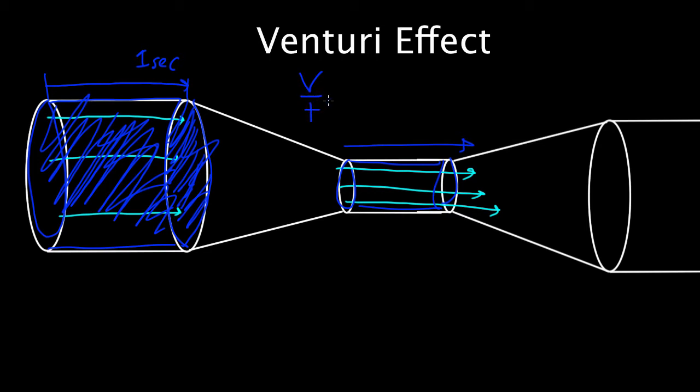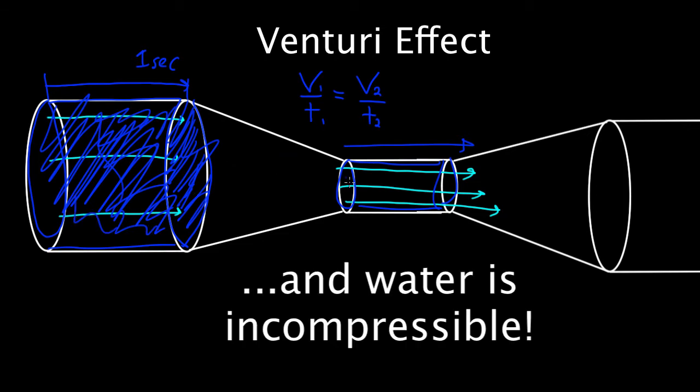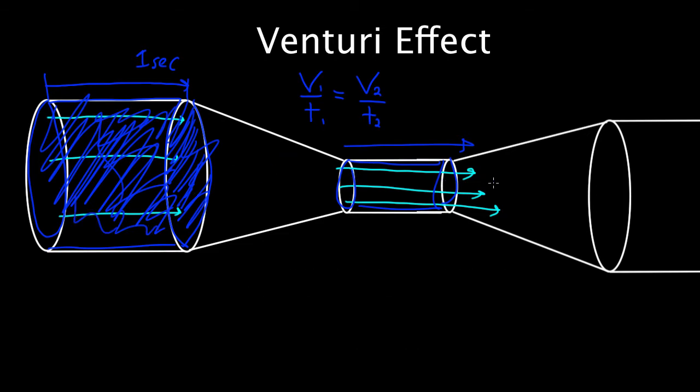The volume per time flowing through one region of the pipe has got to be the same as the volume flow rate through some other region of the pipe, because this water's got to go somewhere. It doesn't just disappear in here. It's got to keep flowing. That means the important part is the water flows faster through the constricted region. Sometimes much faster through the constricted region. The smaller this is compared to this original radius, the faster the fluid will flow through here.